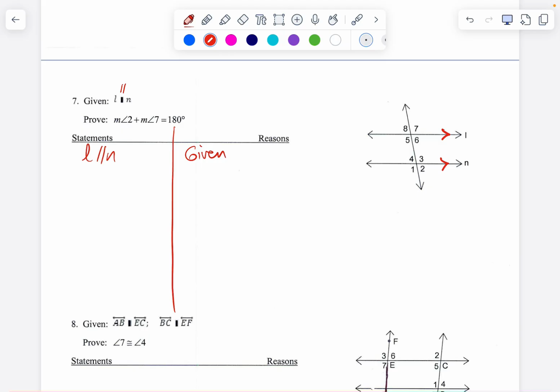Yeah, good job. Same side exterior. So this is going to be a short one. Here's what they actually say. Angle 2 and angle 7 are supplementary.